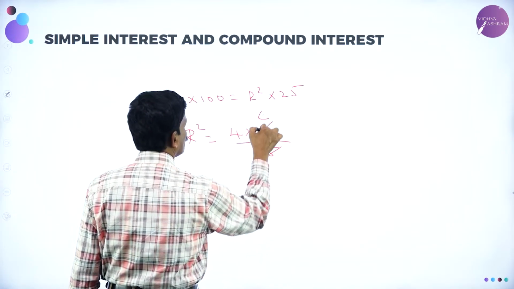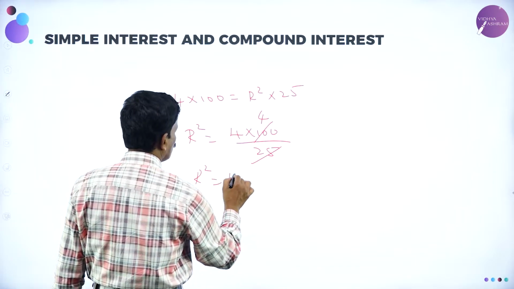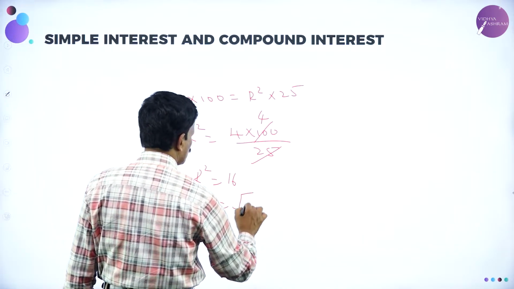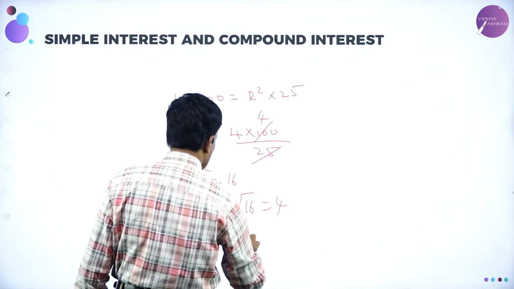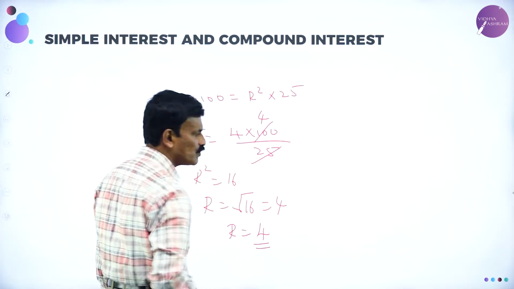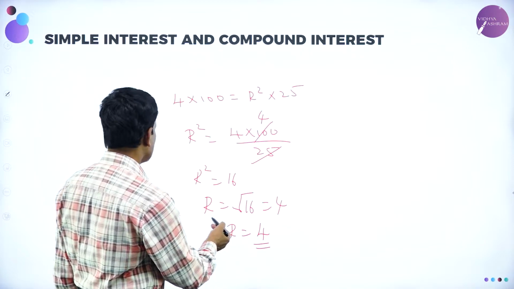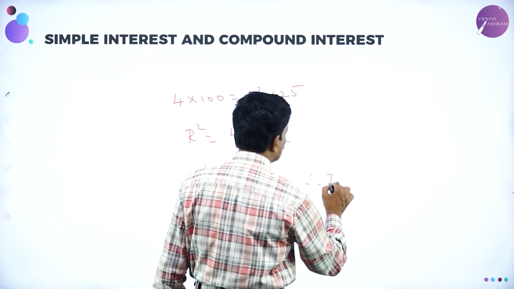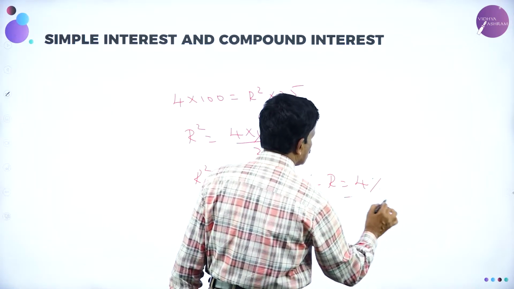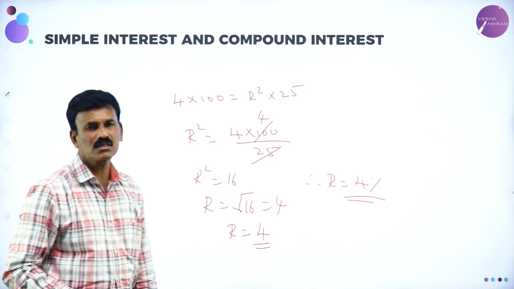25 fours are 100, 4 fours are 16, so R squared is equal to 16. R is equal to the square root of 16, which is equal to 4. Therefore R is equal to 4. That means the rate of interest is equal to 4%. R is equal to 4% is the rate of interest. That's it. Hope you followed.